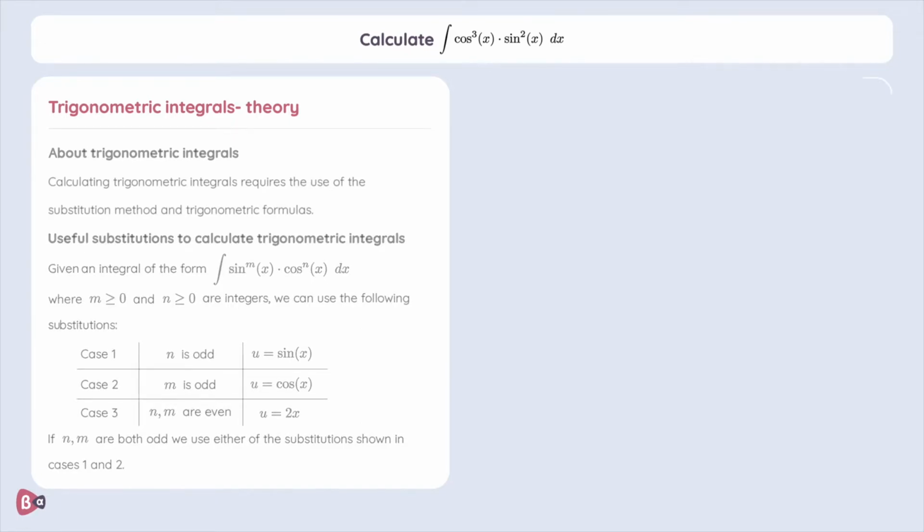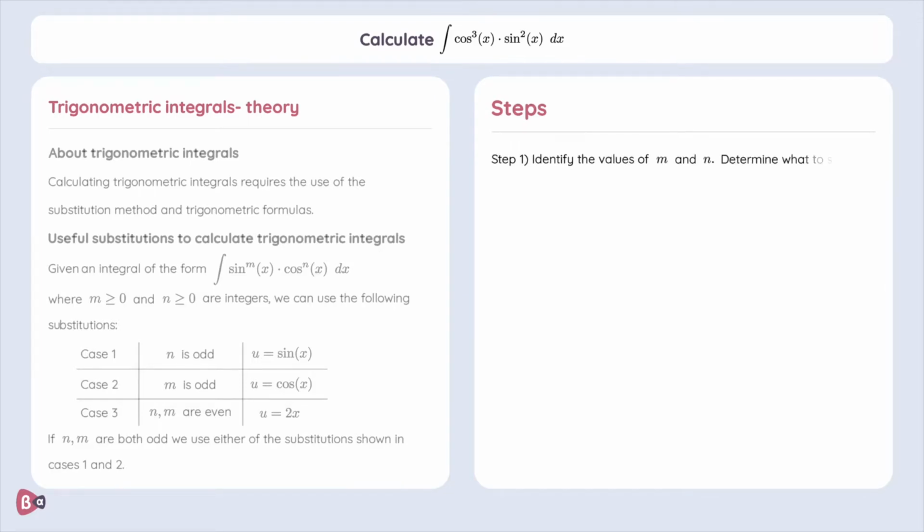We now apply this theory to the example in the top of the screen. The first step is to identify the values of m and n, and to determine what substitution we want to use for this example. We see that the power of cosine of x is 3 and the power of sine of x is 2, meaning that n is 3 and m is 2. Since n is odd, we can see in the table next to case 1 that we want to use the substitution u is sine of x.